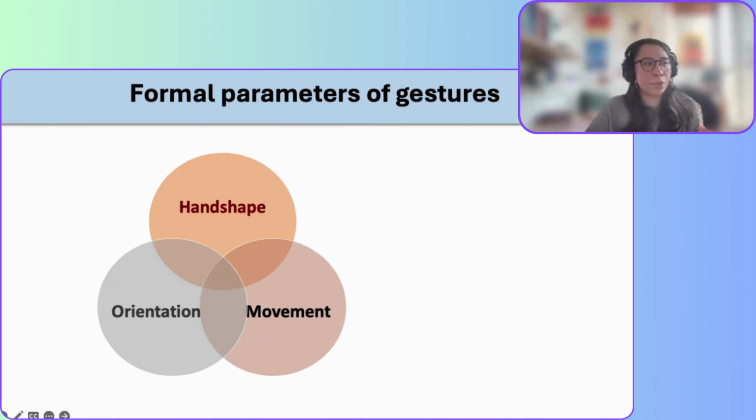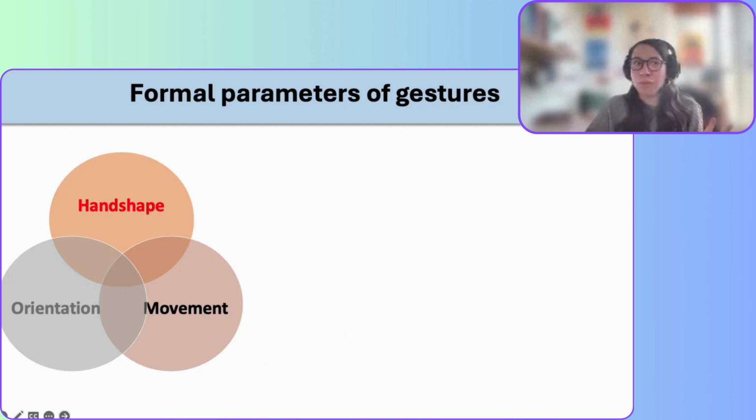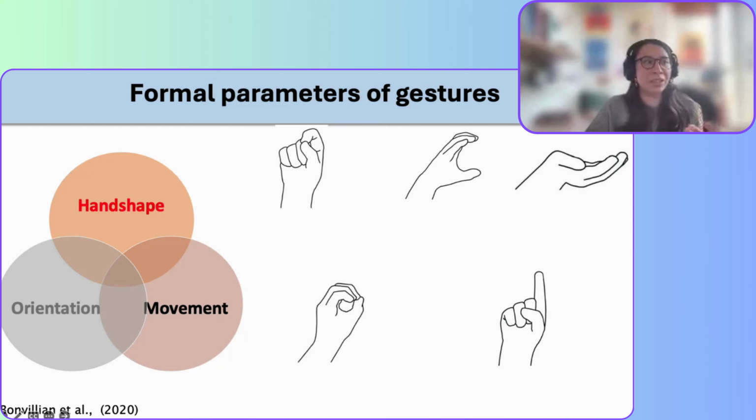Hand shape is really the shape of the hand. How many fingers are used, and in what shape? These are examples of hand shapes, which are also used in sign language. Signs and gestures are not exactly the same, but we do use some of the same parameters when it comes to form. When you have these recurrent features, you give them names. These are names for signs.